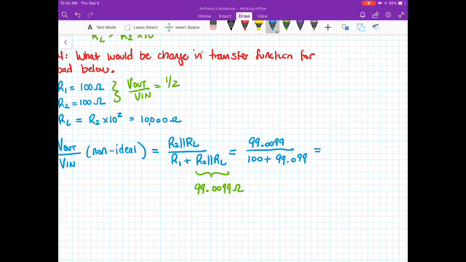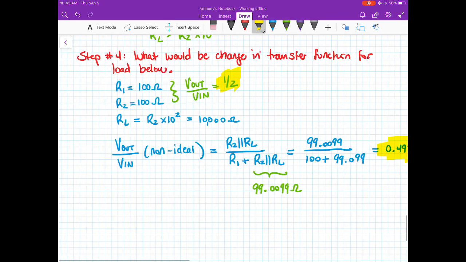And so let me use my calculator real quick to see what that would give us. So now 99.0099 divided by 199.0099. And so the answer is 0.4975. And so we can compare those two values. It's not exact, but it is relatively close.